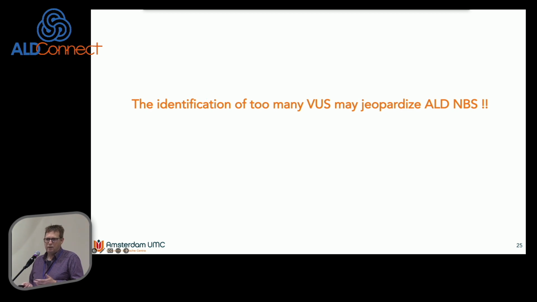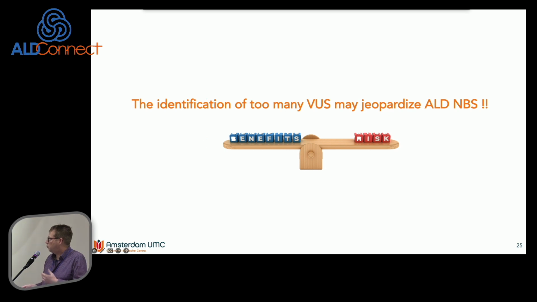And the downside is, if you find too many false positives in newborn screening programs, and you send too many families into a healthcare system unnecessarily, that may jeopardize ALD newborn screening. So there is a real reason that we should work on this. First of all, of course, for the families who are faced with this, but also for protecting the newborn screening program, because the balance of benefits and risk is out of balance.